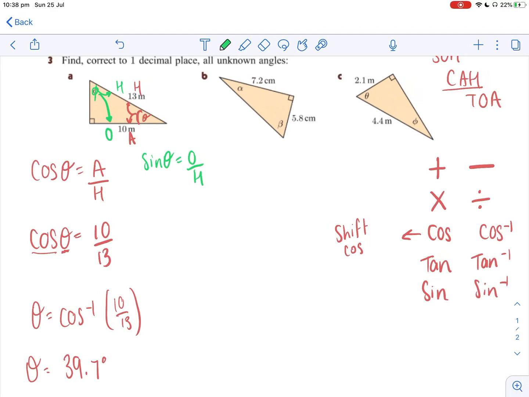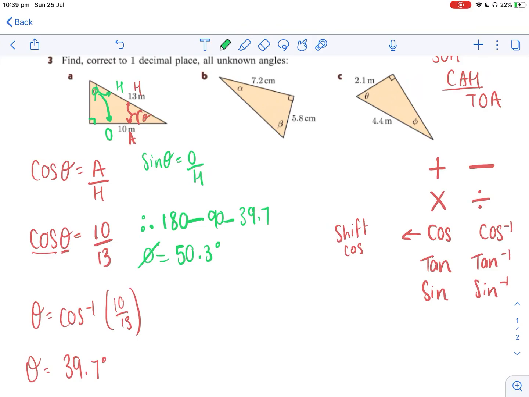Or the other way is the rule for angles of a triangle is that they all add up to 180. So I could go 180, take away 90, take away 39.7, and remember I got my 90 from the right angle, and I would get 50.3 degrees, and that's my other angle. So that's how you do question 3A.